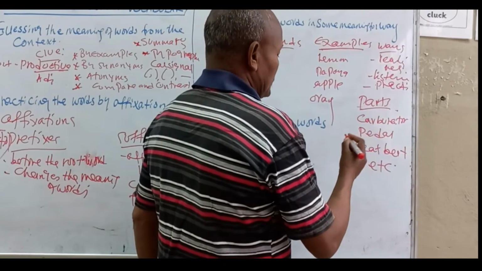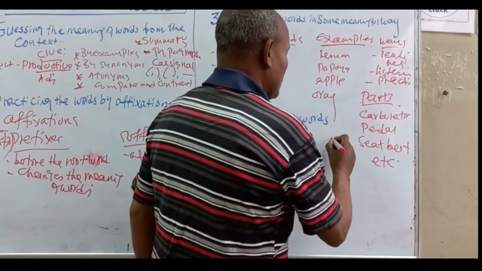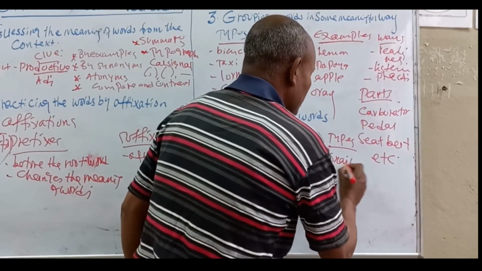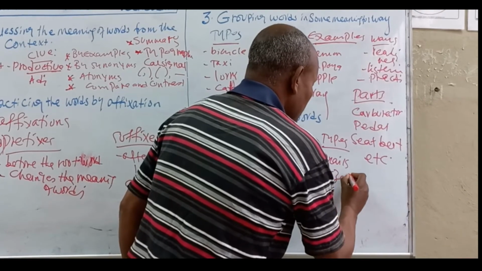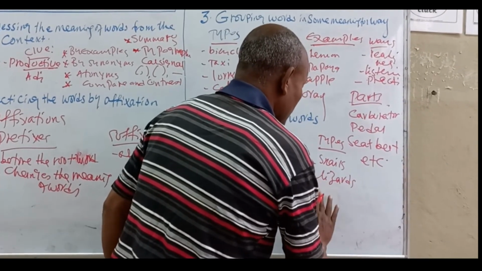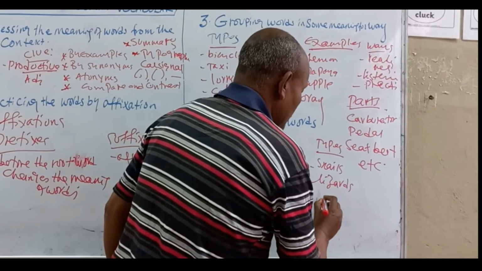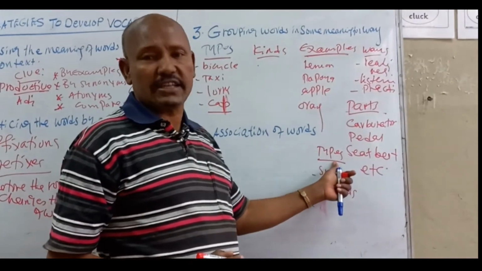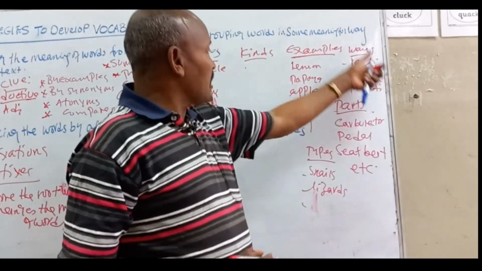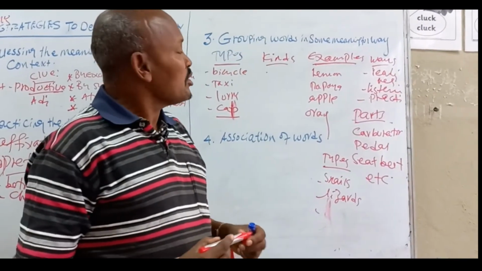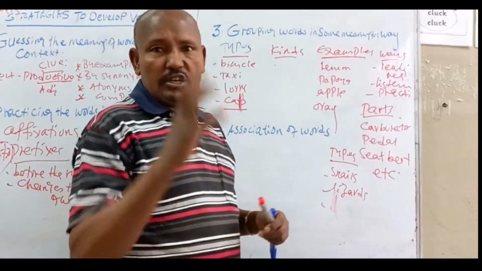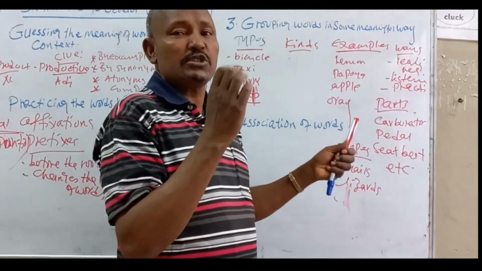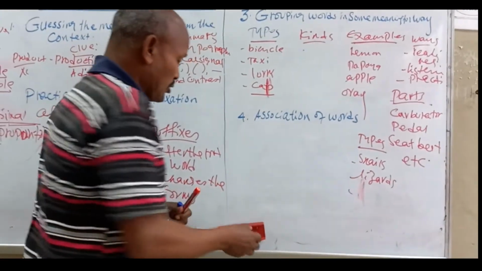The other kind is types. One is snails, lizards, and some other kinds of reptiles. Snails, lizards, and some others are types of reptiles. All these are grouping words. So grouping words is important to get the meaning of the words. We have to group the words in this way. This is a very important part.